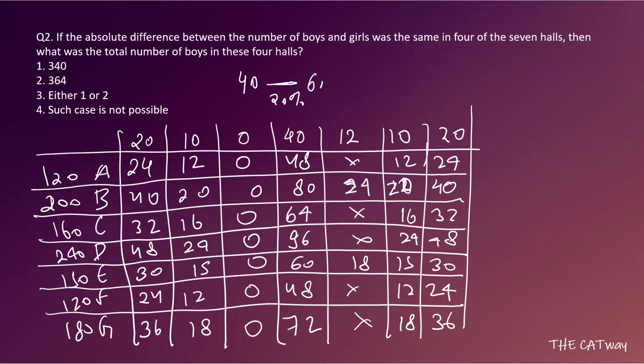Now what we have to see is that the absolute difference was the same in 4 of the 7 halls. Here we can see 24. While I was writing the numbers, it was going on in the back of my head that 24 kept on repeating itself. So let's see if 24 did repeat itself 4 times in different columns. So 24 is here, 24 is here. There's no 24 in C, there's a 24 in D.